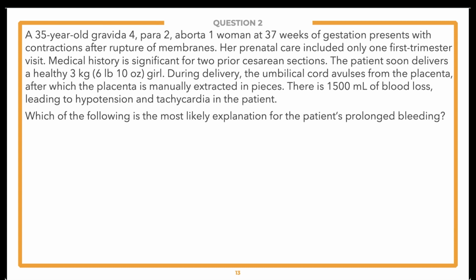A 35-year-old gravida 4, para 2, aborta 1 woman at 37 weeks of gestation presents with contractions after rupture of membranes. Her prenatal care included only one first trimester visit. Medical history is significant for 2 prior cesarean sections. The patient soon delivers a healthy 3-kilogram girl. During delivery, the umbilical cord avulses from the placenta, after which the placenta is manually extracted in pieces. There's 1,500 milliliters of blood loss, leading to hypotension and tachycardia in the patient. So again, which of the following is the most likely explanation for the patient's prolonged bleeding?